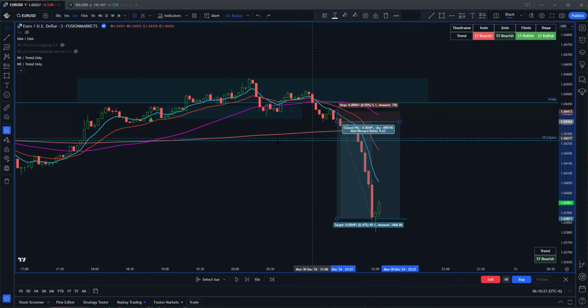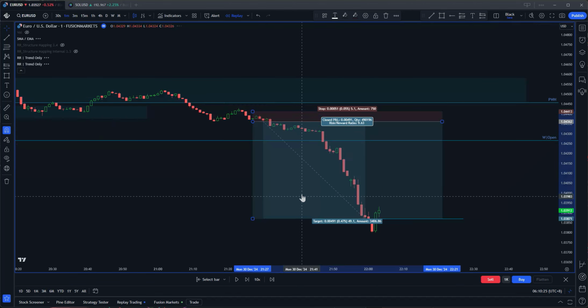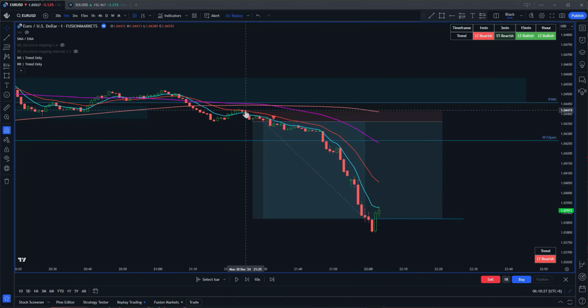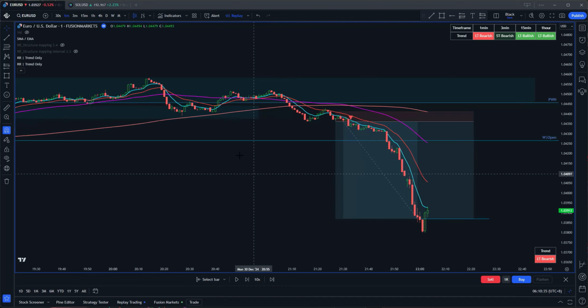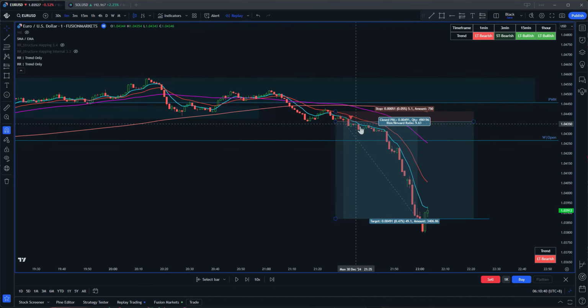Why? Because if the 1 minute 21 is taken out, then most likely the price will take this high also. So automatically 21 is, you can say, the line in the sand. So this is how you can find your one trade, and this is a very high probability trade.